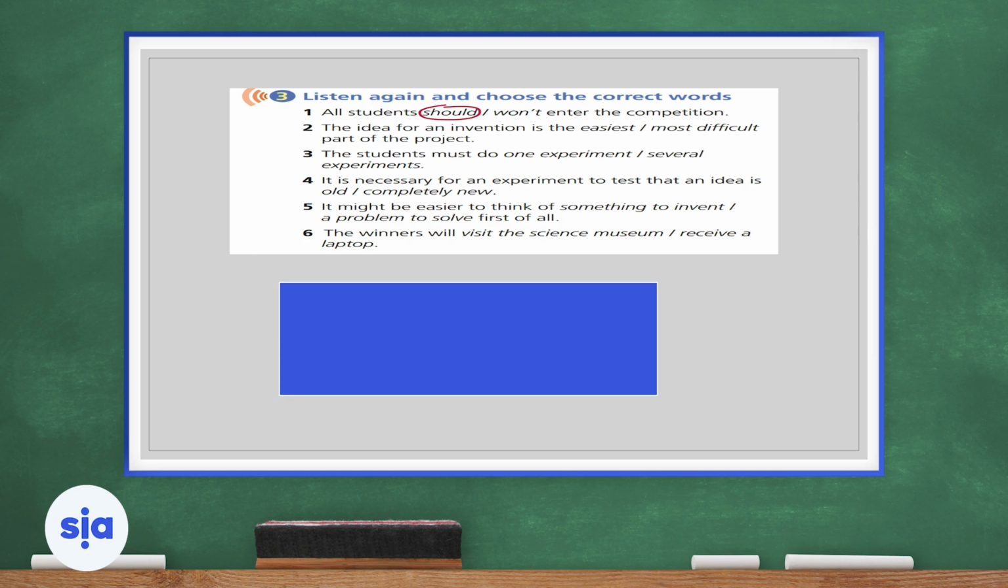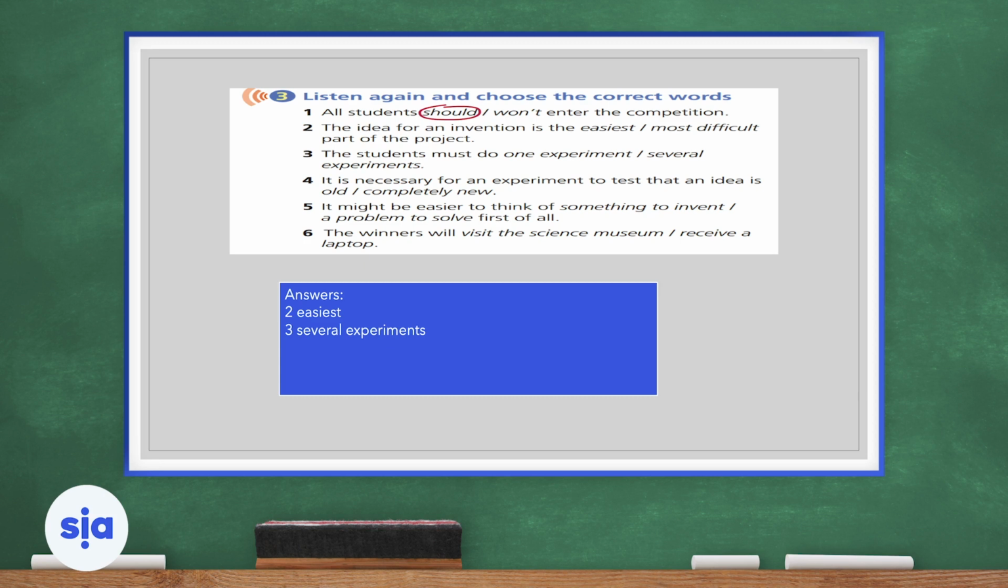Number 2, the idea for an invention is the easiest, most difficult part of the project. Is it the easiest or the most difficult? What do you think? To think of an idea for an invention, is that easier or more difficult? Okay, it is easiest. Now let's jump to number 3. The students must do one experiment or several experiments. What do you think? They must complete several experiments so that they choose the best invention.